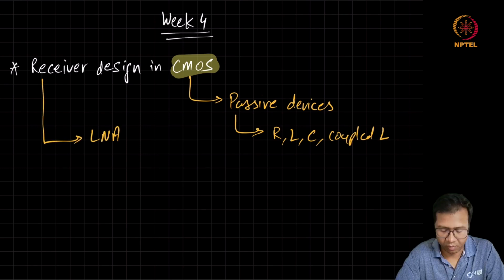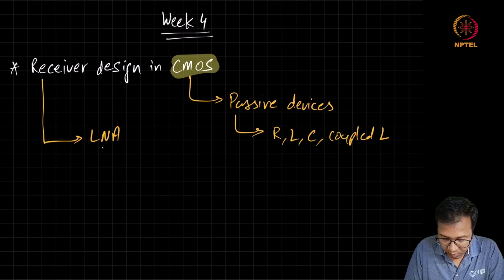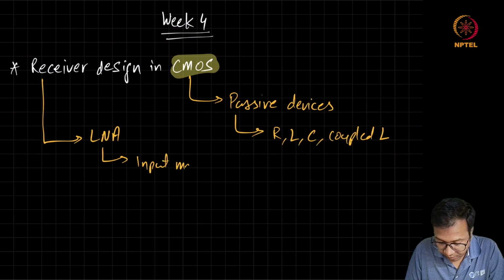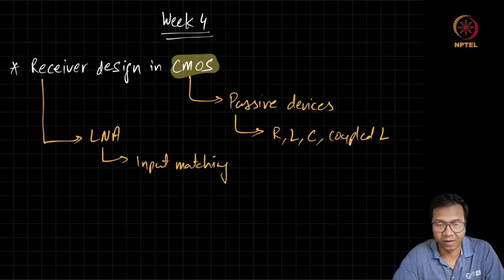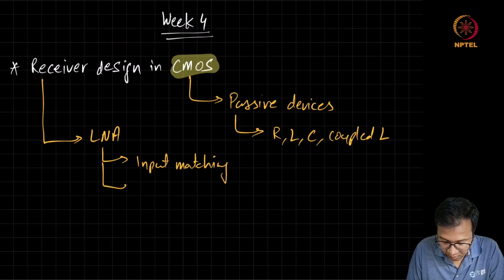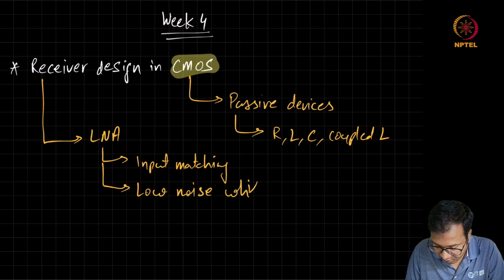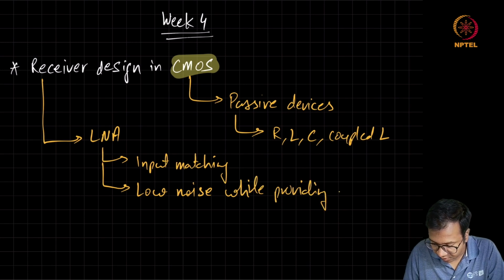When we want to design a low noise amplifier, we need to design keeping in mind the input matching, because the signal is coming from outside the chip. So it has to be properly matched to avoid any reflection. It needs to also have low noise while providing signal gain.